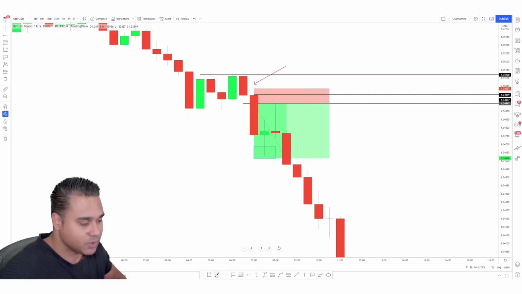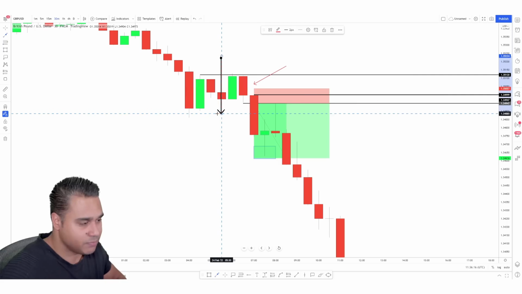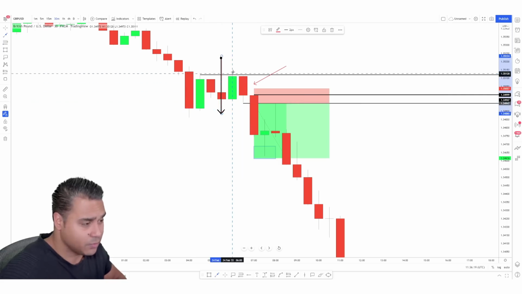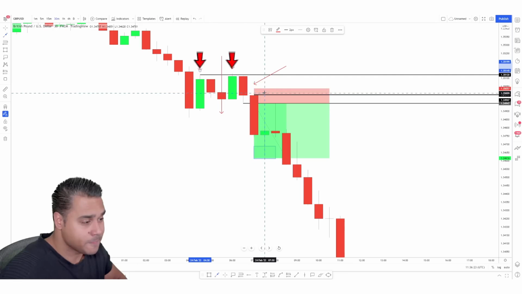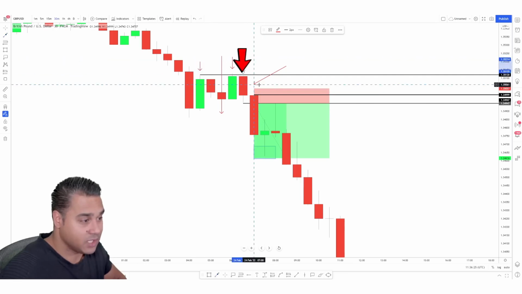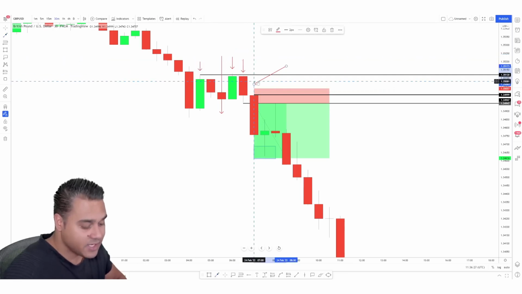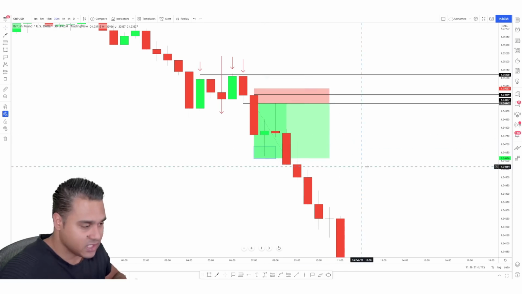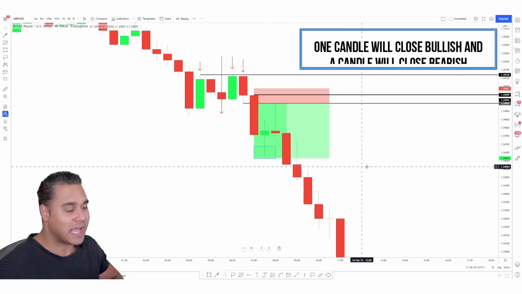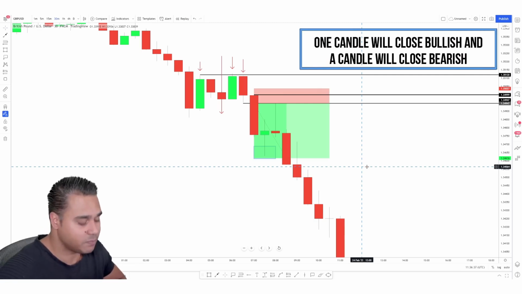But in this instance, because we had strong momentum in the market pushing bearish from the previous 4H candle, we have the double top formation that we identified on the 5-minute. We also have the previous 30-minute close bearish. There's a very high chance that the next candle will be bearish. And that being said, one thing we can guarantee at some point today during your trading is that one candle will close bullish and one candle will close bearish.